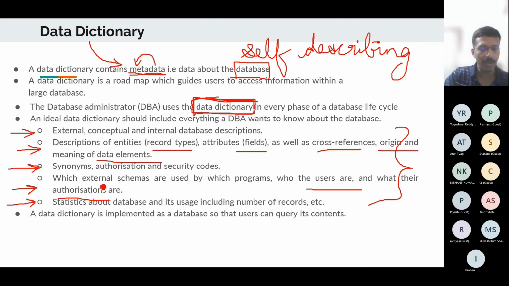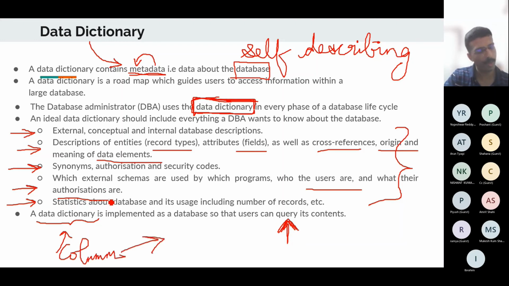The data dictionary is also implemented as another table in the database, or as another database, so that we can query it. Suppose I have a table and I want to know what the columns in it are. That is available in the data dictionary for the corresponding database. So I can query the data dictionary to get all the columns, and with that information, I can approach my actual database for whichever columns are of interest to me.